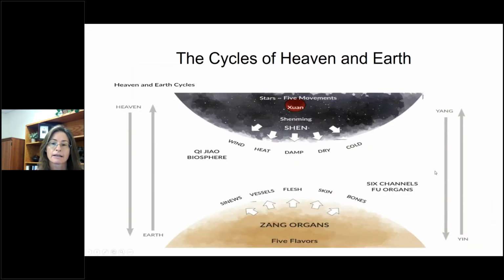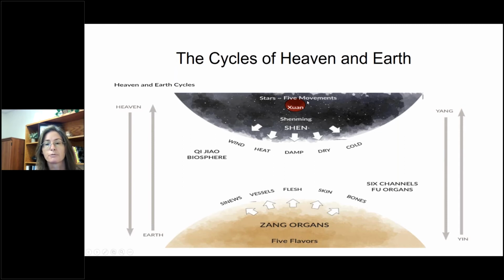This slide is yet another example and really exemplifies the way that humans are a microcosm of the macrocosm. Here on the left, you have the energy of heaven coming down and earth rising up. This is really representative by a big tree rising up and reaching towards the sky.